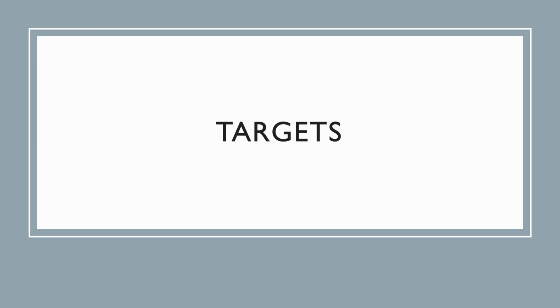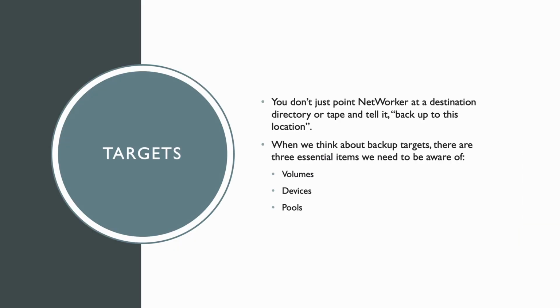There are a few configuration concepts around backup targets that you need to know in order to get underway in a NetWorker configuration. When we think of a target in NetWorker, we don't just point NetWorker at a directory or tape and tell it back up to this location. Because NetWorker understands there can be a lot of different requirements around where your backups land and how they're processed, we need a bit more configuration than that.